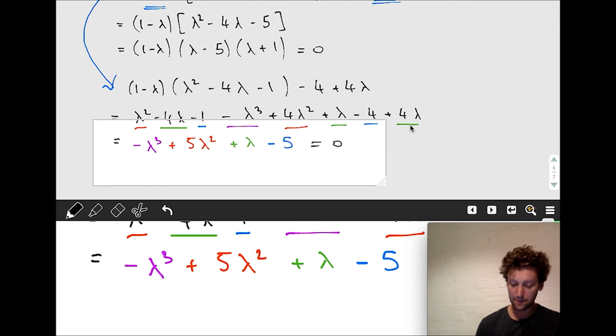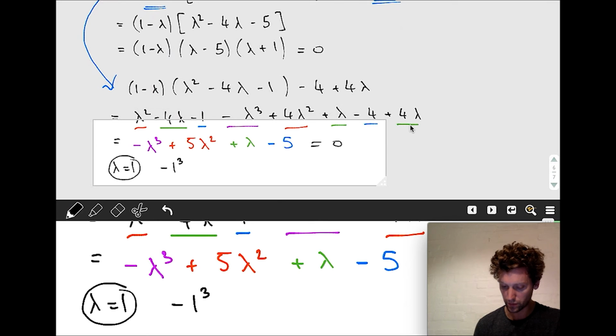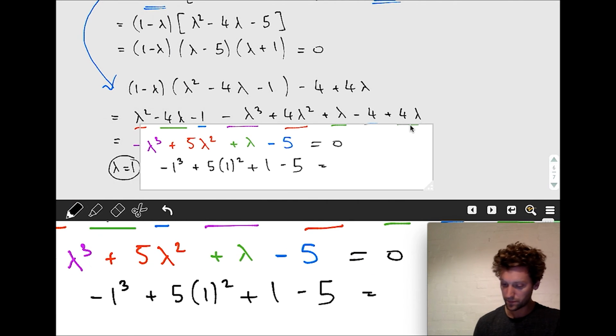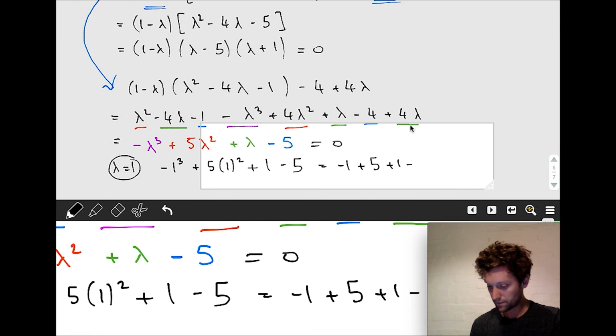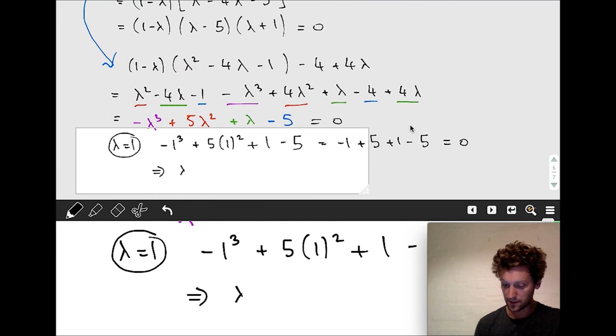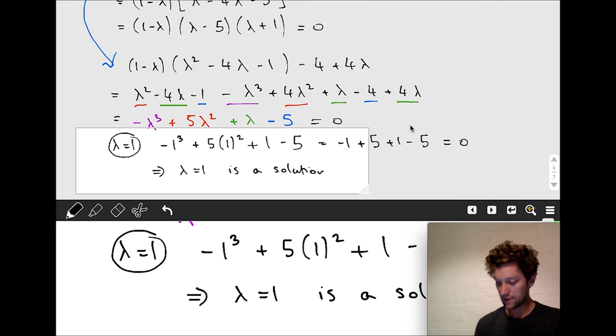So how am I going to prove that lambda equals 1 is a root? Well, I'm going to substitute in lambda equals 1. So minus 1 cubed plus 5 times 1 squared plus 1 minus 5 is equal to minus 1 plus 5 plus 1 minus 5, which is indeed equal to 0. So that implies that lambda equals 1 is a solution. That is, lambda equals 1 is a root, is an eigenvalue.